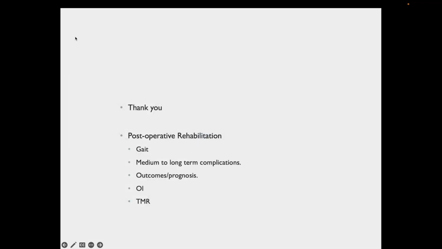Thank you. That's the end of this lecture. The next lecture will be about post-operative rehabilitation. I'll cover a little bit of gait. I'll cover medium to long-term complications, outcomes, prognoses, as well as a little bit of osseointegration and targeted muscle reinnervation.